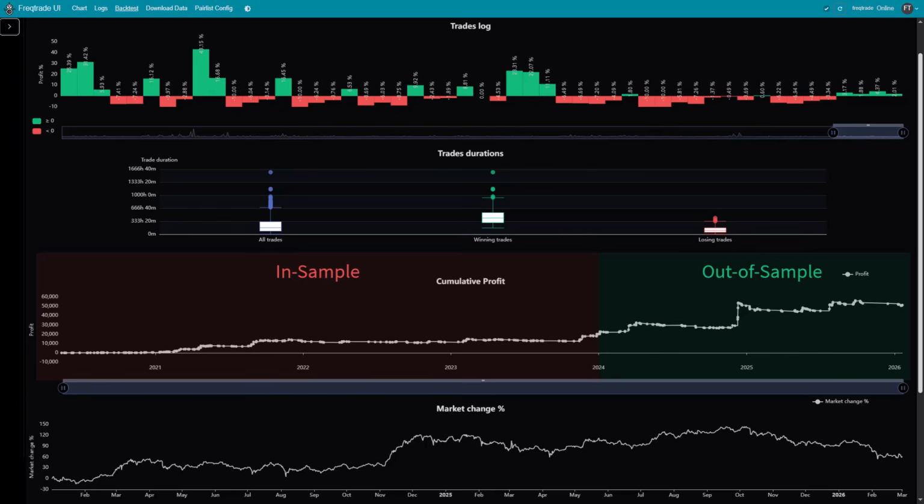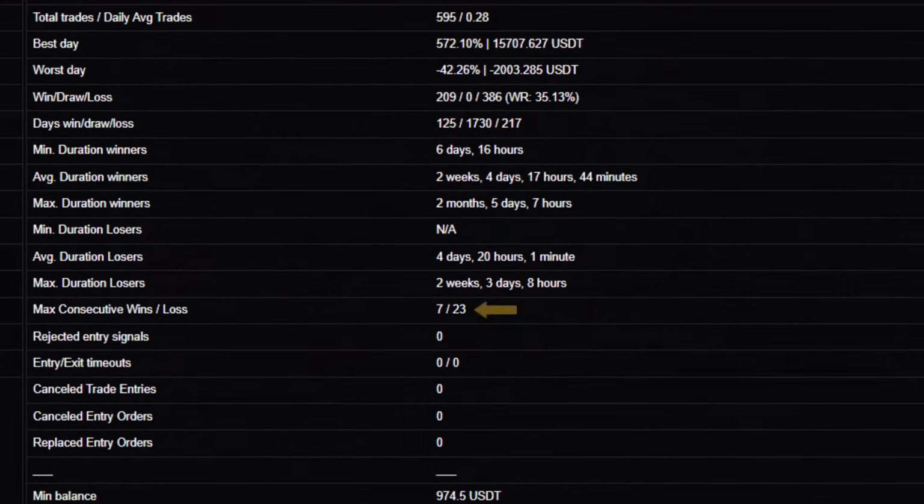A 35% win rate feels absolutely awful when you're living through it. The longest losing streak in this backtest was 23 trades in a row. That's not a bug in the system, that is the signature of a breakout strategy. Most breakouts fail. We're playing for the few that don't, because those pay for everything else.